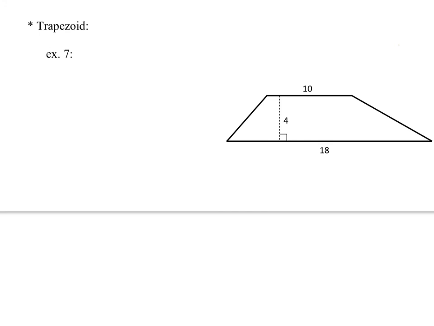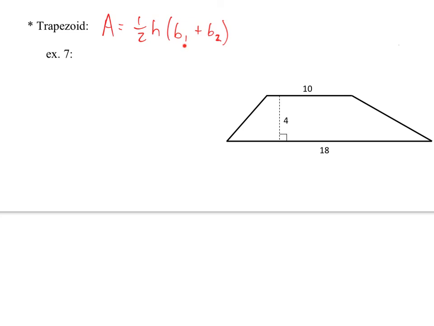For trapezoids, the equation looks probably worse than it is. It's 1/2 of the height, and then base 1 plus base 2 in parentheses. So copy this down a second. Have you guys done these before? Oh, okay, so I don't need to blab. Sorry, I'm going too slow then.